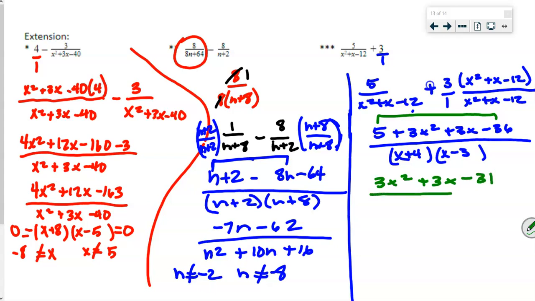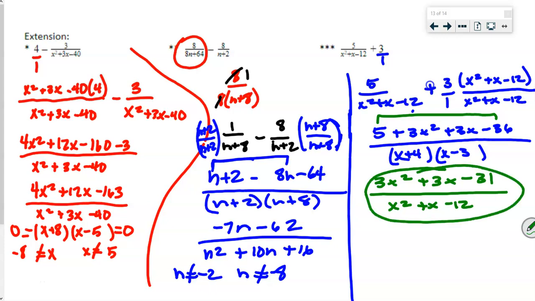And again, if we were to multiply that back out, the reason I factored is because we have to set those equal to 0 anyway. We're going to get x squared plus x minus 12 again here. And I, again, did not find any factors of negative 93 that add up to be 3. So this was our answer. And then we have to do our x plus 4 equals 0. So x cannot equal negative 4. And our x minus 3 equals 0. So x cannot equal 3.